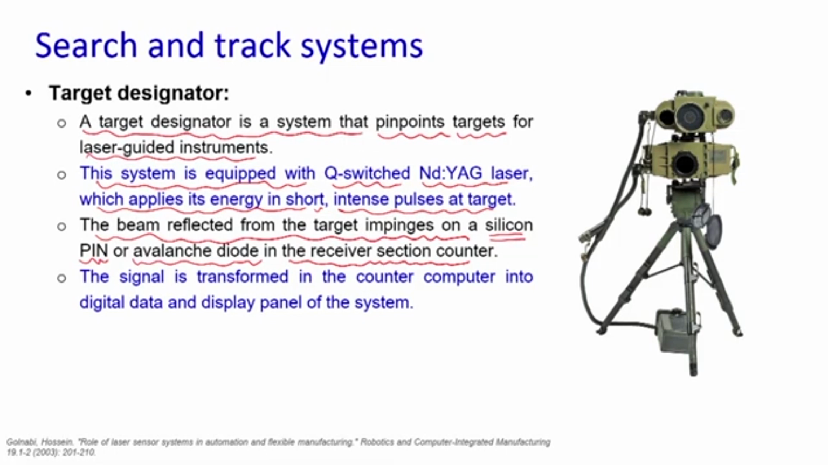So, based upon the number of pulses which we get reflected back, that gives a certain pattern to us. These signals are transformed in the counter computer, which generates the digital data, and it is displayed on the system. So, we are applying a pulse laser on the target, and there is a reflection of the pulse laser back to the receiver, and based upon that we get the data of the surface, the target location and its movement as well.